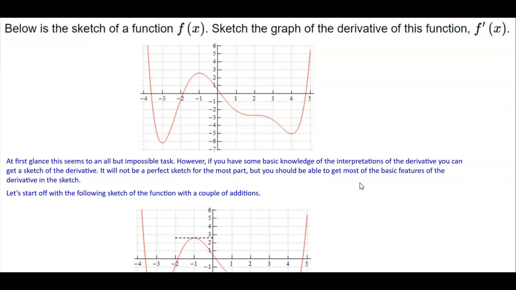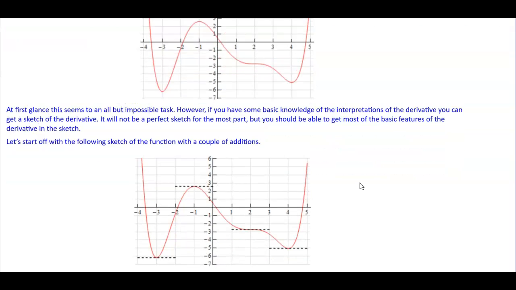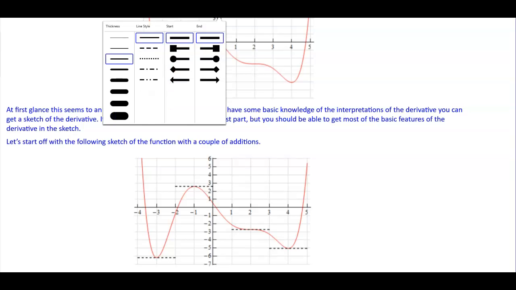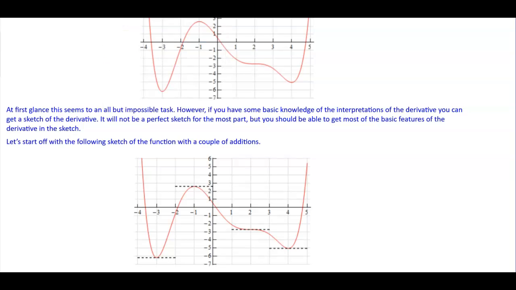Now let's start off with the following sketch of the function with a couple of additions. Okay. Now I want you to notice here that in the second part, the peaks and valleys, the local minimums or the local maximums, we are drawing a horizontal line. So when you draw a horizontal line, what kind of slope does that represent? Well, we know that that slope is 0.